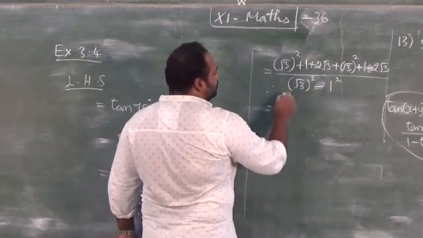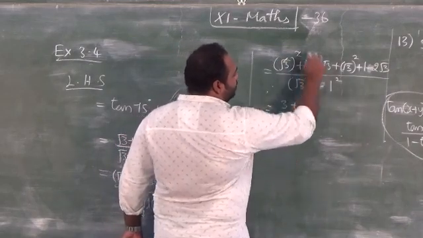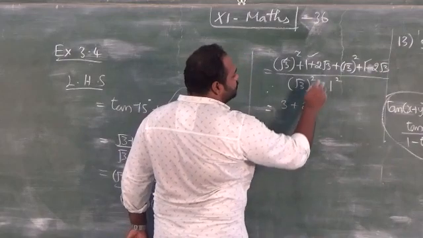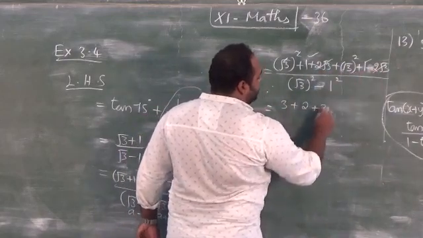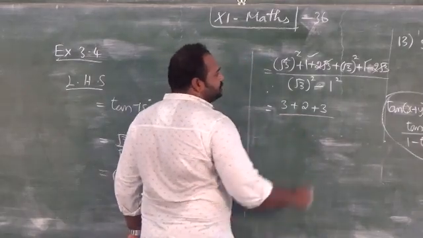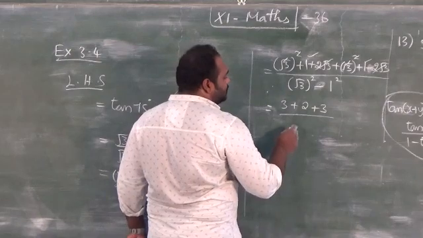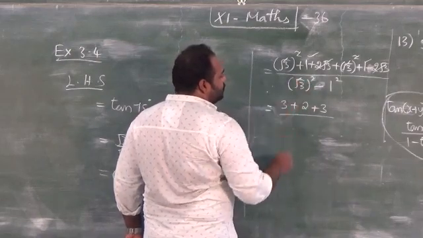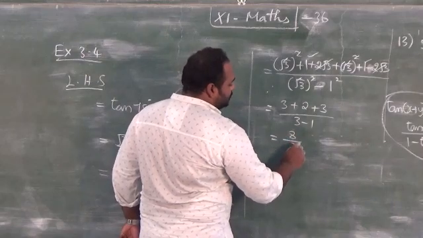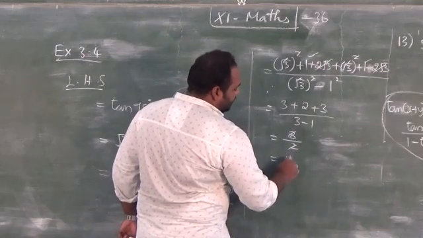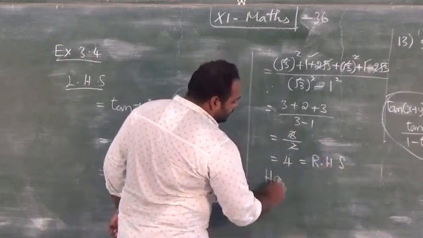So here, 3 plus 1 is 4, and 3 plus 1 is 4 again; the 2 root 3 terms cancel. Root and power cancel, 3 remains. In the denominator, 3 minus 1 is 2. So it is 8 by 2. If I cancel this, the answer is 4. It is the RHS side. Hence proved.